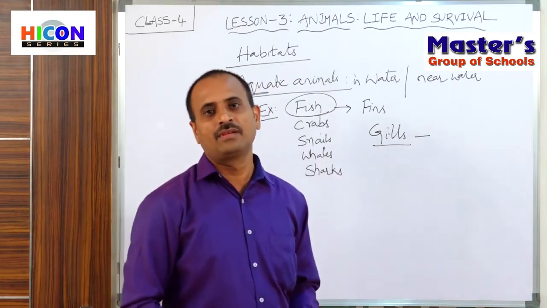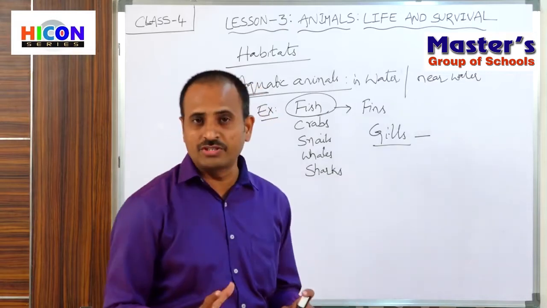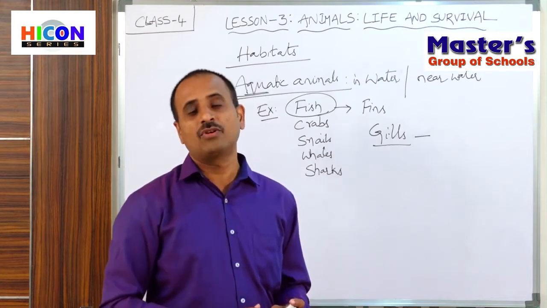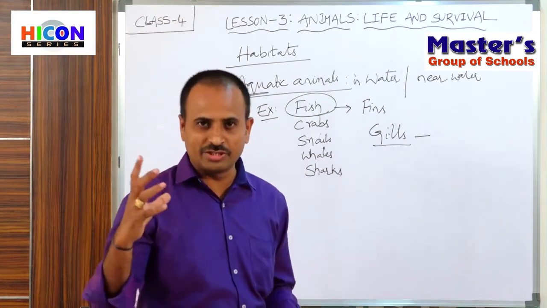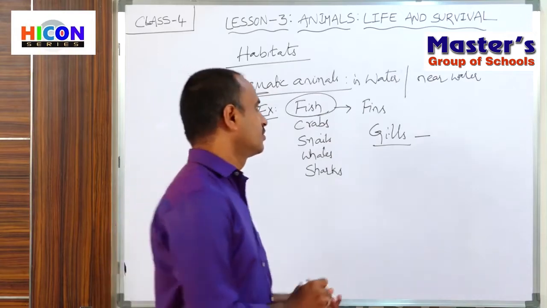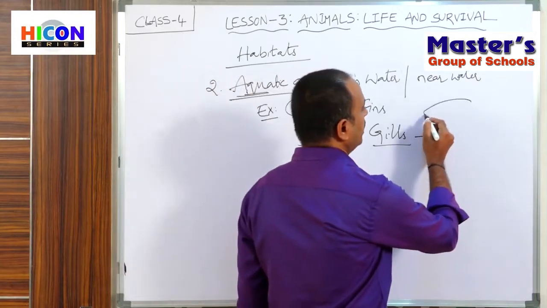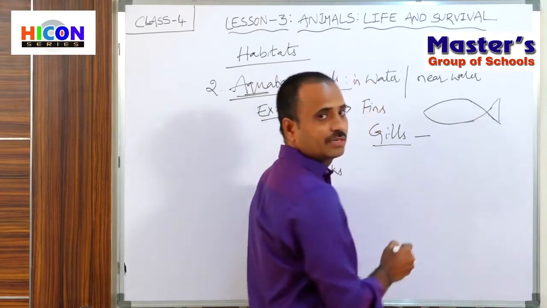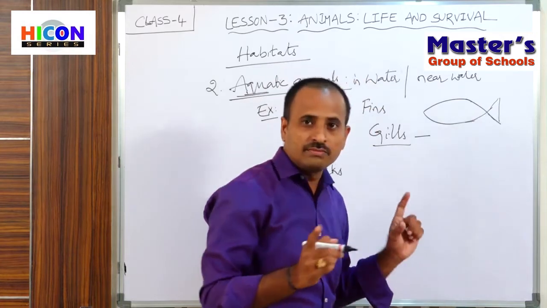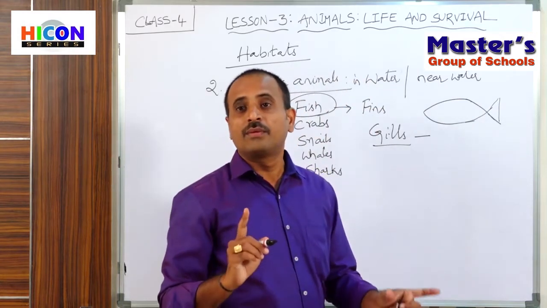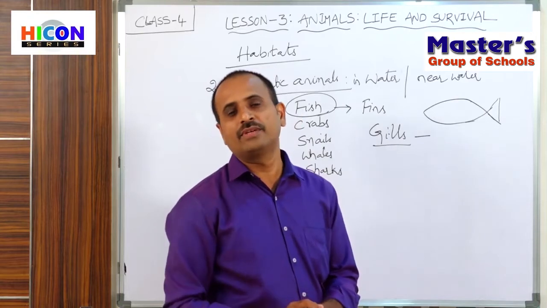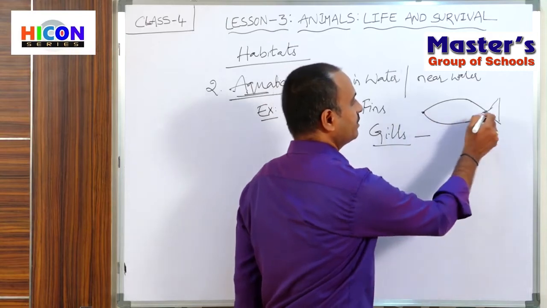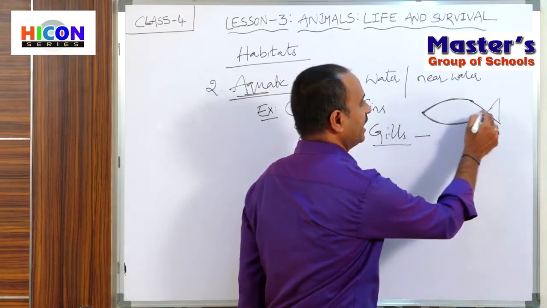for their respiration. So this is about fish, and also the body shape of the fish is different. Have you ever seen the body shape of the fish? The body shape of the fish is like this. That means the two edges of the body of the fish are pointed. So it has a pointed shape at the two ends of its body. This shape is called streamlined shape.